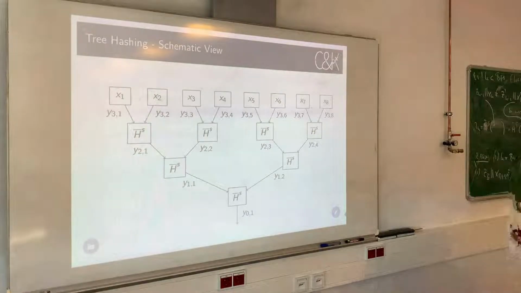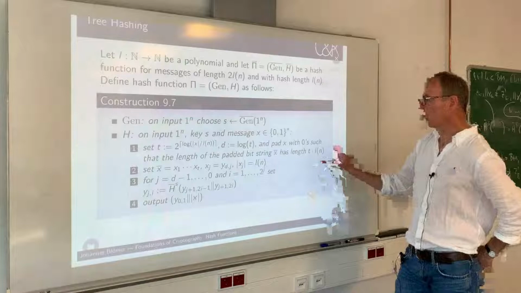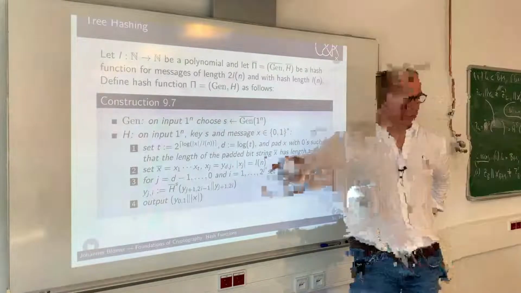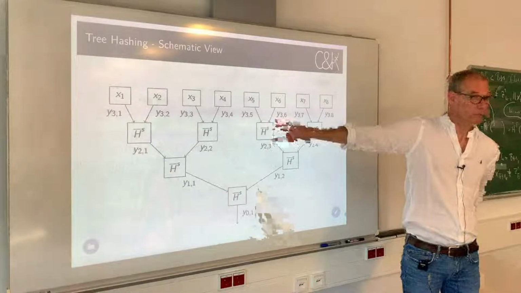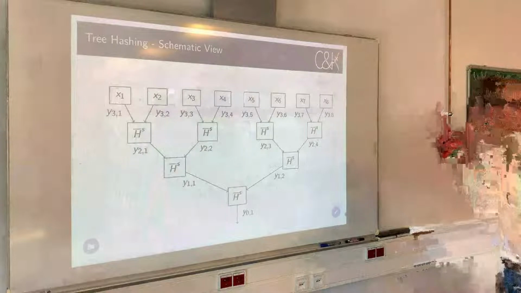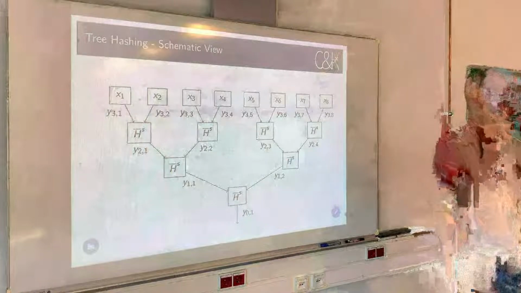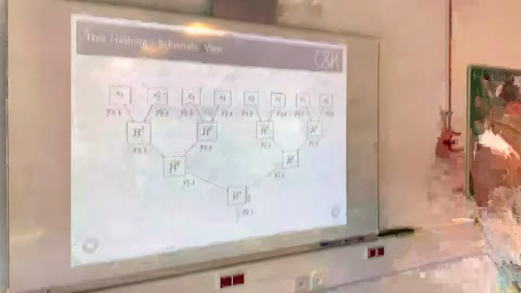If you are interested in the technical details, this is it. The number t is defined a little differently. Why? I need the number of blocks to be a power of 2, because otherwise I want a complete binary tree. So what I do is pad with zeros until I get a complete binary tree, with a power of 2 as the number of leaves. But then everything is as before.